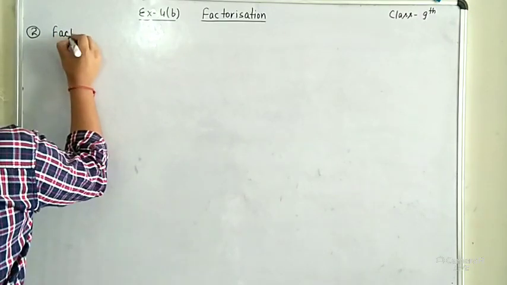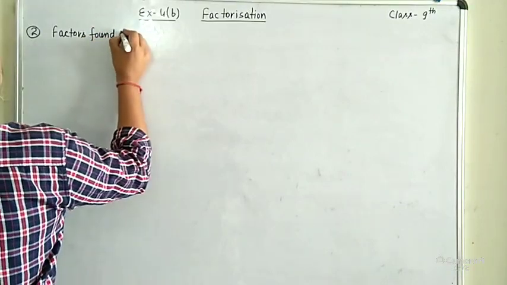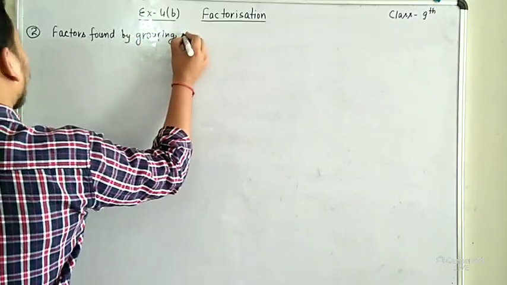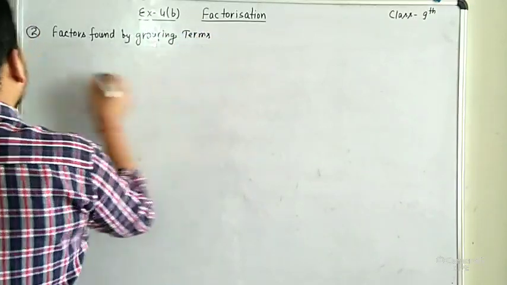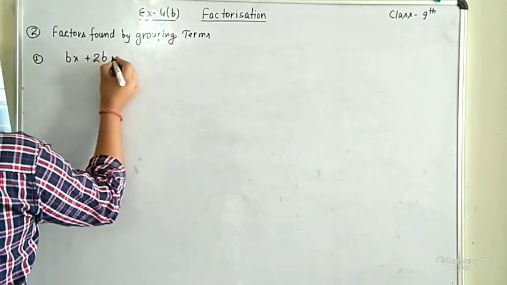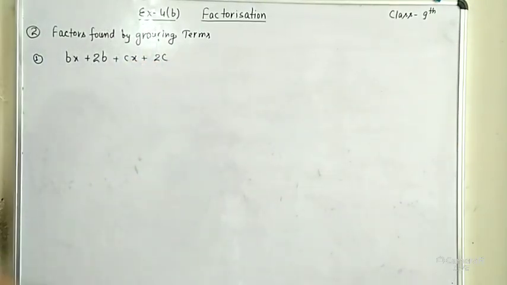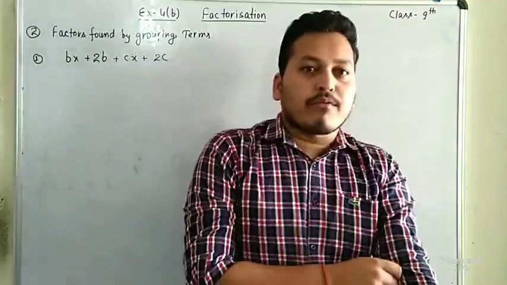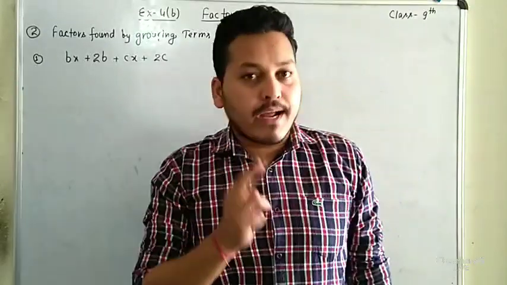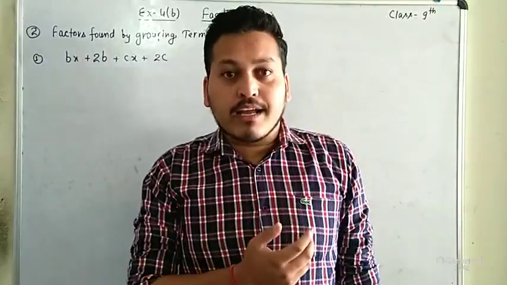When you get factors, we can arrange them in the factor found by grouping terms. For example, I am taking the first question: bx plus 2b plus cx plus 2c. Yesterday we completed the first method. If you want to note down the factors of the given question, we can take out the common factor.